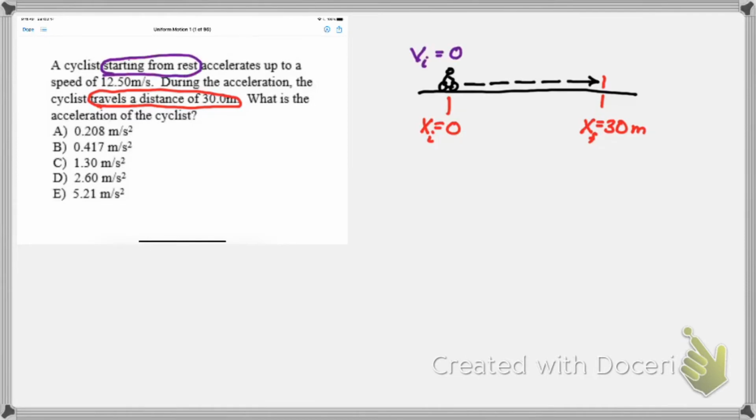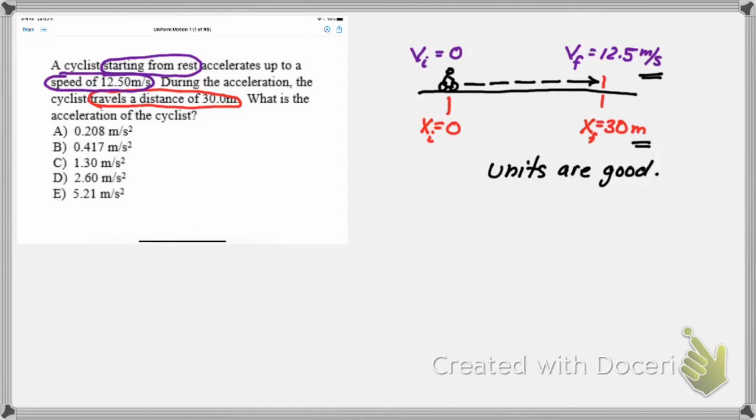Here's a phrase that gives us a value. It's not written as a number, but it says starting from rest. That's a key phrase for the initial velocity equals 0. So starting from rest, pay attention when you see those words, you know the initial velocity is equal to 0. Final velocity is just given. And notice my units, meters, meters per second. We're good on the units. We don't have any worries there.